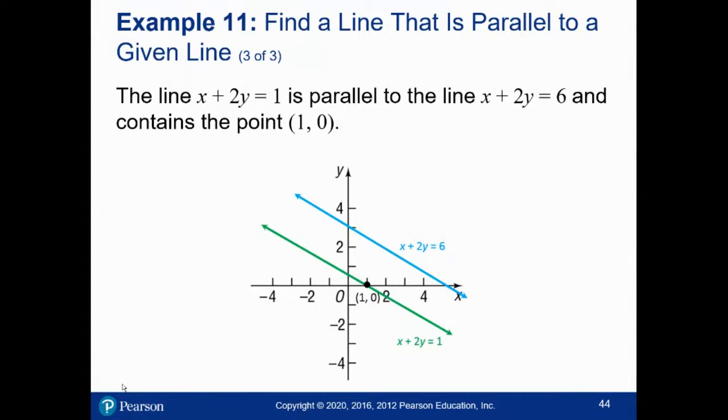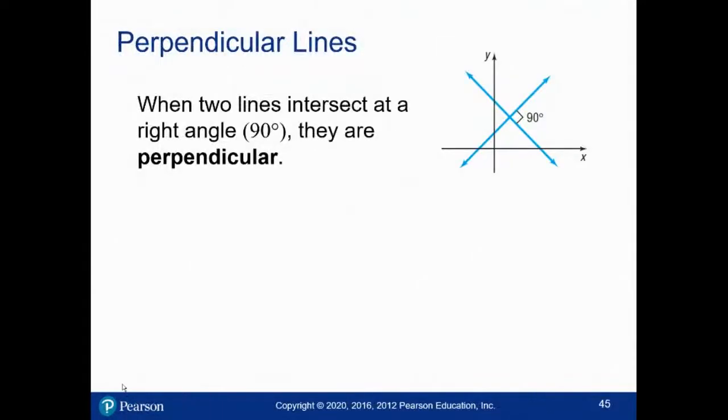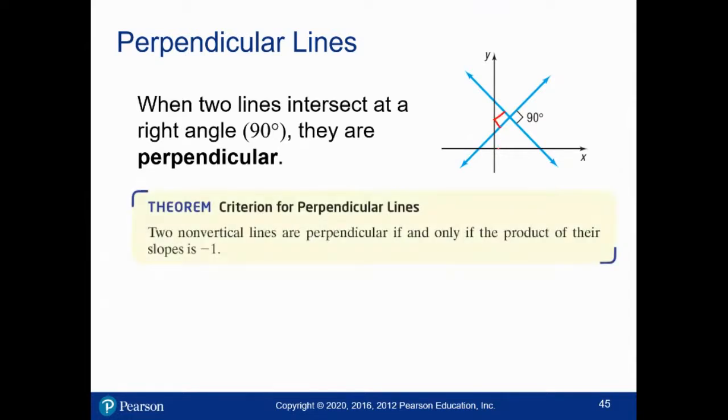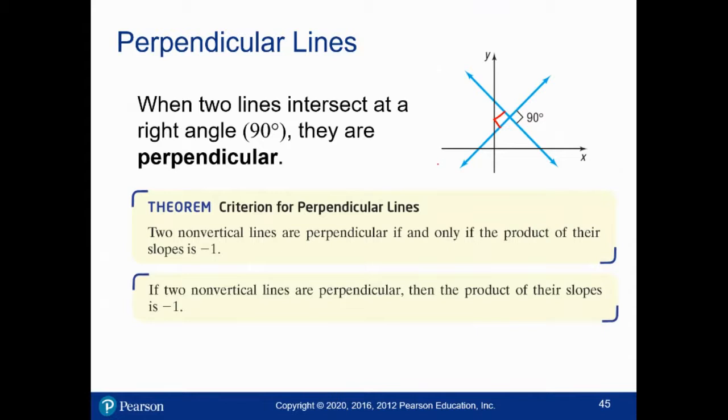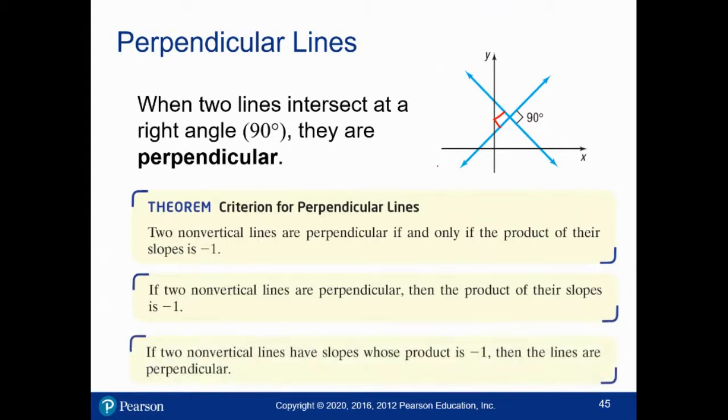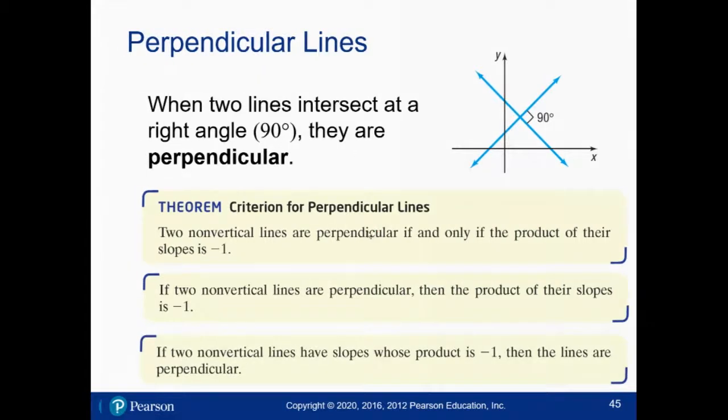So the line x plus 2y equals 1 is parallel to the line x plus 2y equals 6 and contains the point (1, 0). That's what we just did. That's parallel lines. What about perpendicular lines? Well, lines are perpendicular when they intersect at right angles. Two lines are perpendicular if the product of the slopes is negative 1. And if two lines are perpendicular, then the product of their slopes is negative 1. If you have one condition, you have the other.